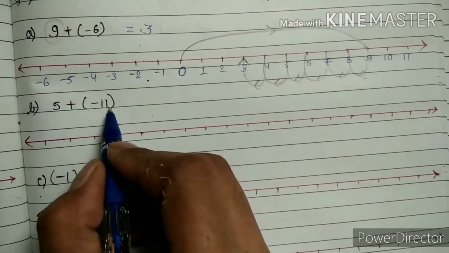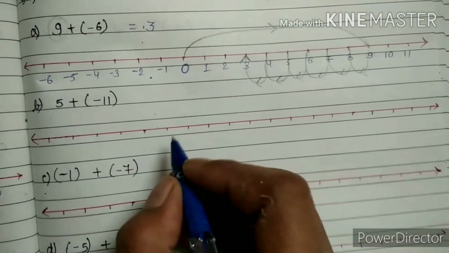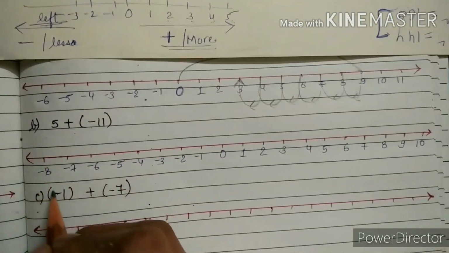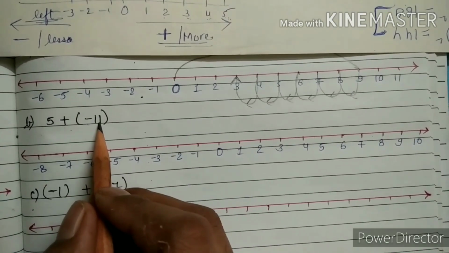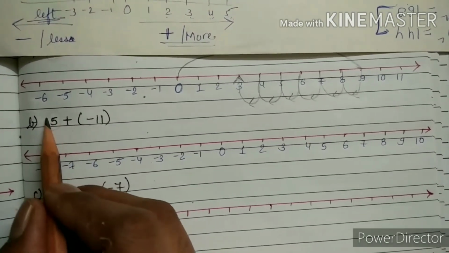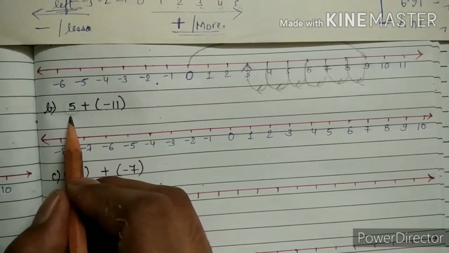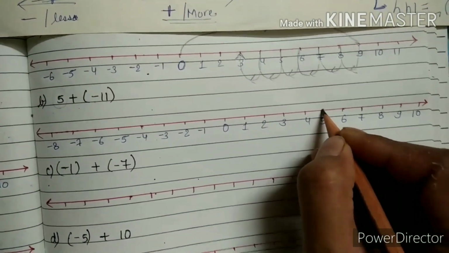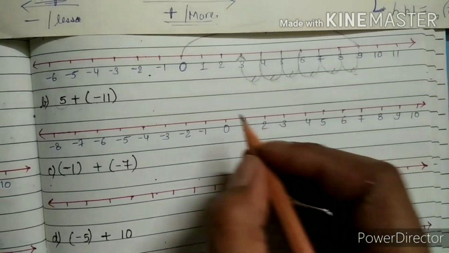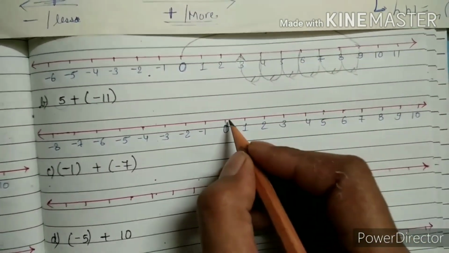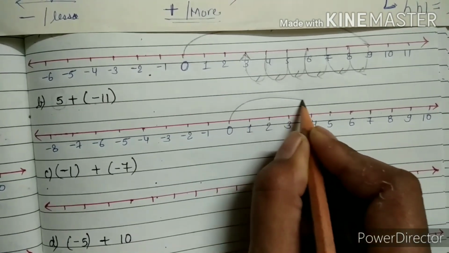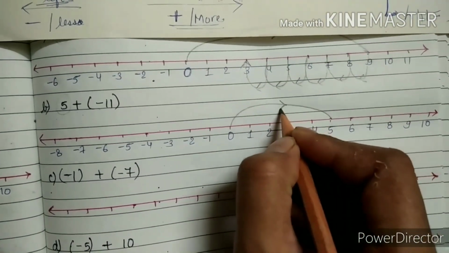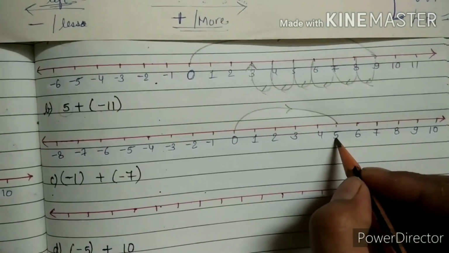Now B is 5 plus minus 11. 5 plus minus 11. Let's do the numbering of the number line. So here is B and its number line, 5 plus negative 11. Its first number is 5. It means we are standing on 5. Have you seen 5? Here is 5. So how can we directly reach 5? We have to reach 5 through one step from 0. So I am taking one step from 0 to reach 5.